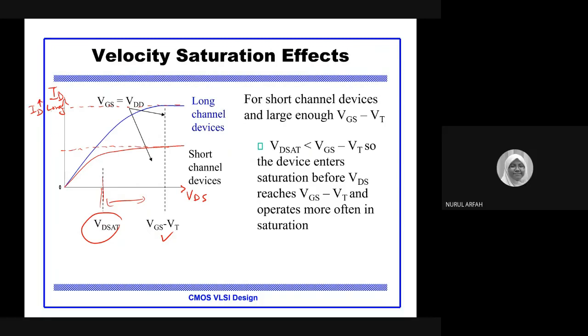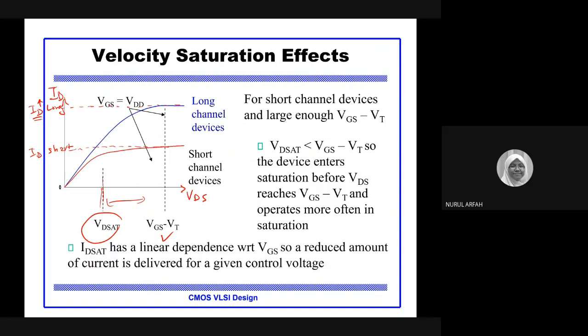For long channel, the drain current is higher, and for the short channel, the drain current is lower. IDS has a linear dependency with respect to VGS. So a reduced amount of current is delivered for a given control voltage.